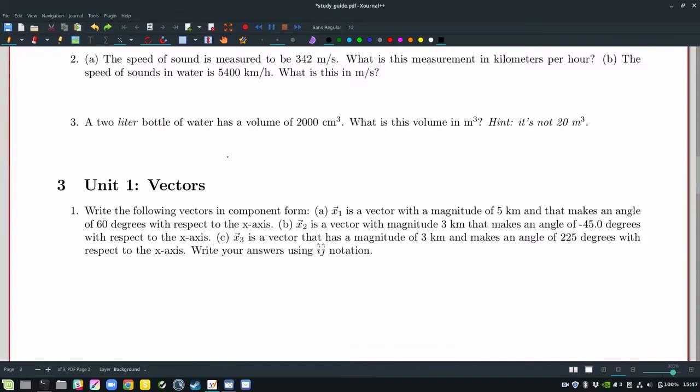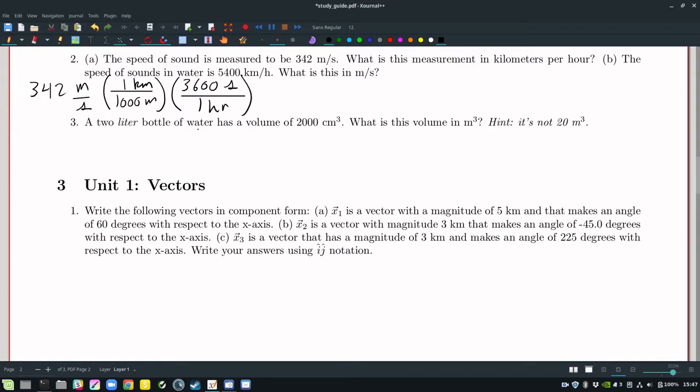So on page 2, we have some unit conversions to practice. The speed of sound is measured to be 342 meters per second. What is this measurement in kilometers per hour? Let's start here on the left-hand side. That's 342 meters per second. Now we'd like to convert to kilometers per hour, so we need to eliminate meters. We have 1,000 meters, and that's equal to 1 kilometer. We'd like to eliminate seconds, but seconds is in the denominator, so we're going to say 3,600 seconds in 1 hour.